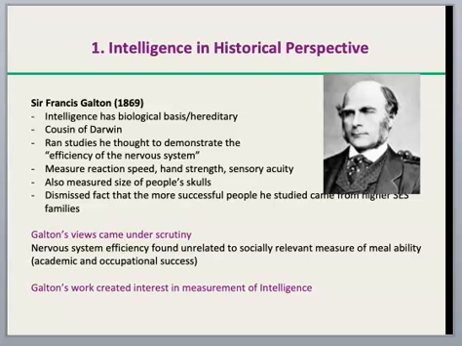So, he measured reaction speed, hand strength, sensory acuity. He also measured people's skulls. He thought that people who were more intelligent would have a different size skull. So, in seeing intelligence running in families, he assumed that it had a biological basis, but he also dismissed the fact that more successful people all came from higher SES families, socioeconomic status families.